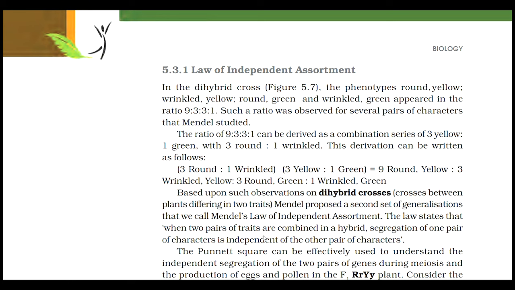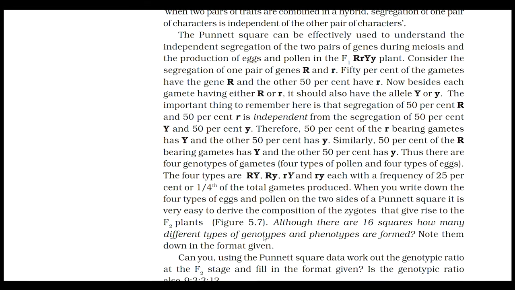Consider the segregation of one pair of genes, capital R and small r. 50% of the gametes have the gene capital R and the other 50% have small r. Now, besides each gamete having either capital R or small r, it should also have the allele capital Y or small y. The important thing to remember here is that segregation of 50% capital R and 50% small r is independent from the segregation of 50% capital Y and 50% small y.